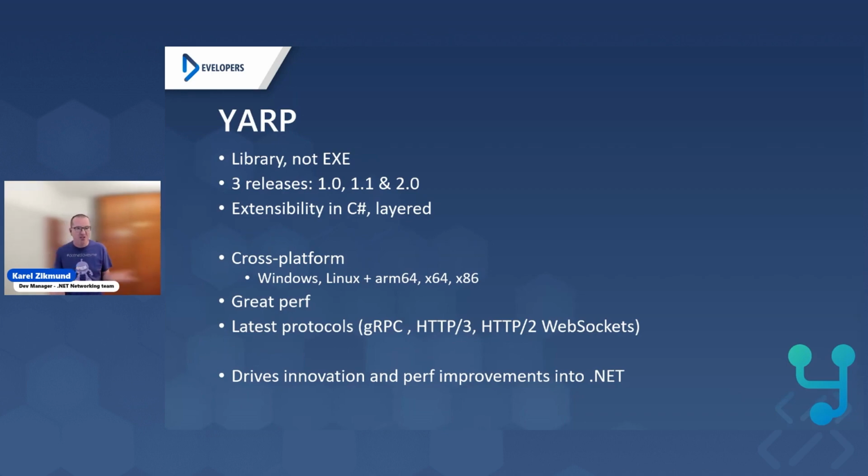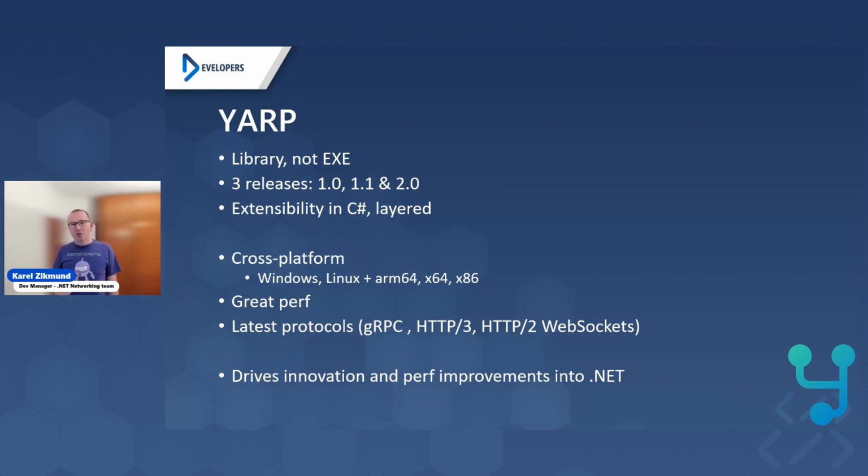We are cross-platform because it's .NET: Windows, Linux, all three platforms, all three architectures. It makes sense. Mac is not listed here because I think it might actually work on Mac, but the primary target is server-side. Mac is more for development, right? We have great perf, and you're going to see testimonies from our top customers as well. But we're highly comparable with other reverse proxies. We have perflab where we measure things to make sure that we don't neglect anything. And you have availability of the latest protocols: gRPC, HTTP3, or HTTP2 WebSockets with YARP 2.0.